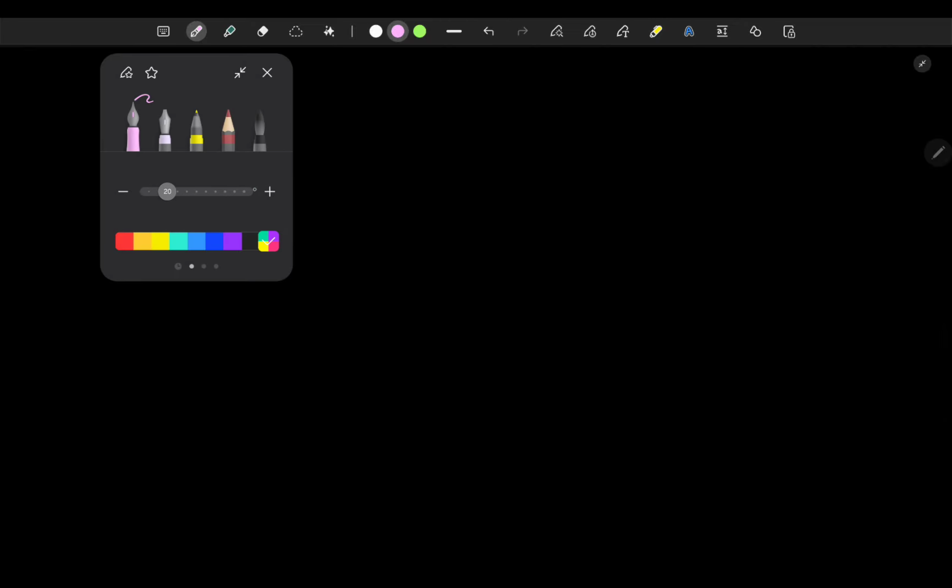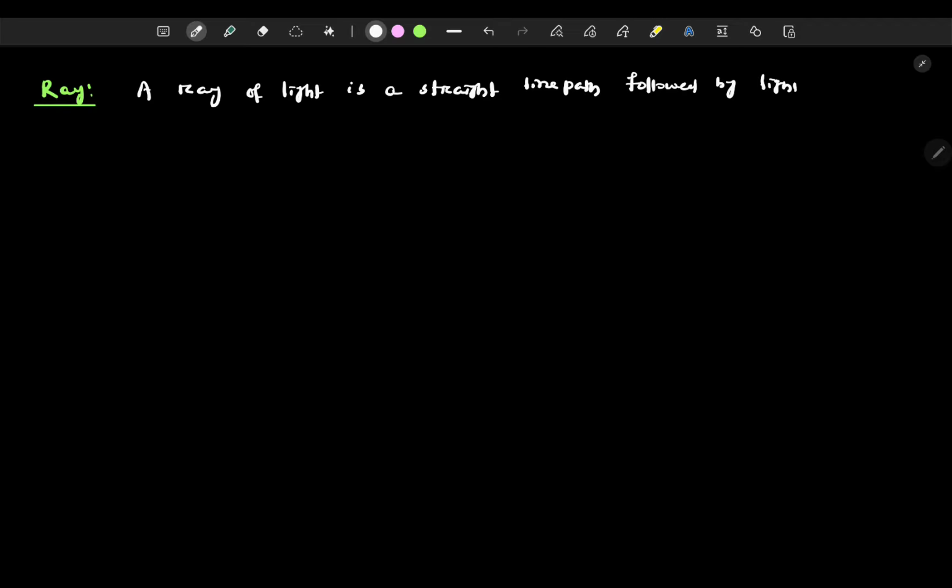Next come to the common terms, that is ray, beam and pencil. Now see what is ray. Ray means the ray of light is a straight line path followed by light energy in a transparent medium. So that sentence you have to write. A ray of light is a straight line path followed by light energy in a transparent medium.